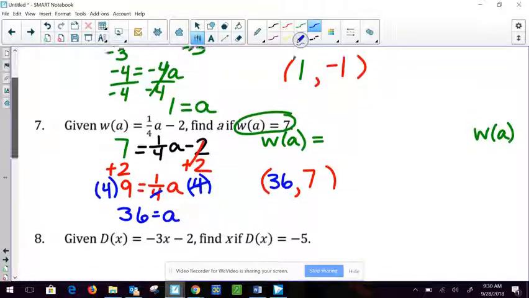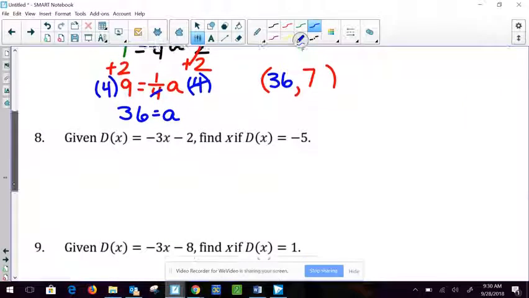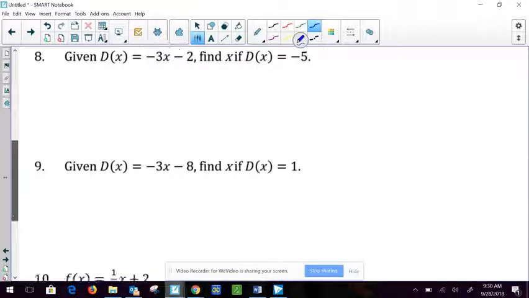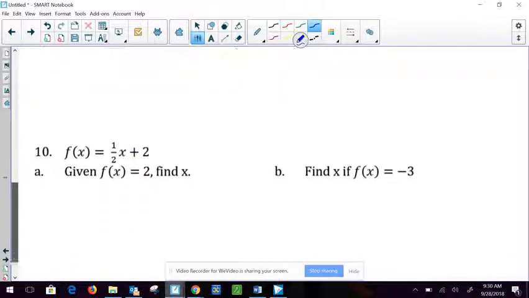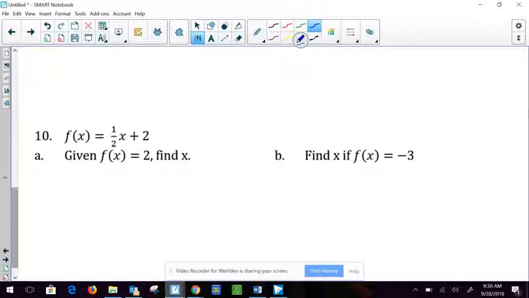Let's look at our other examples here. Perfect. We're going to go ahead and skip to number 10. Okay, so with number 10, the only big difference here is now our equation still has a fraction in it. So there's nothing really that crazy going on here. We just have to carefully watch our math.